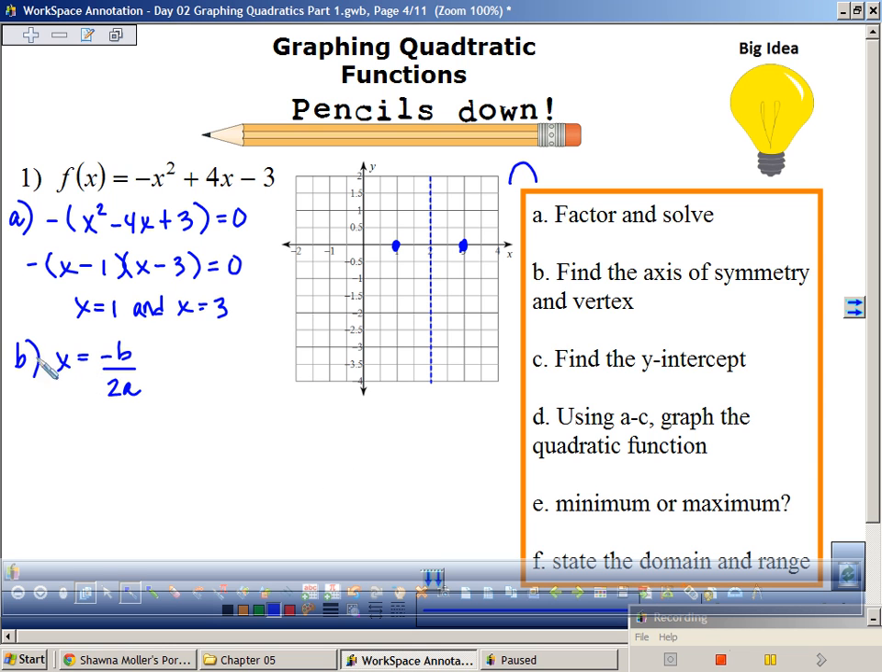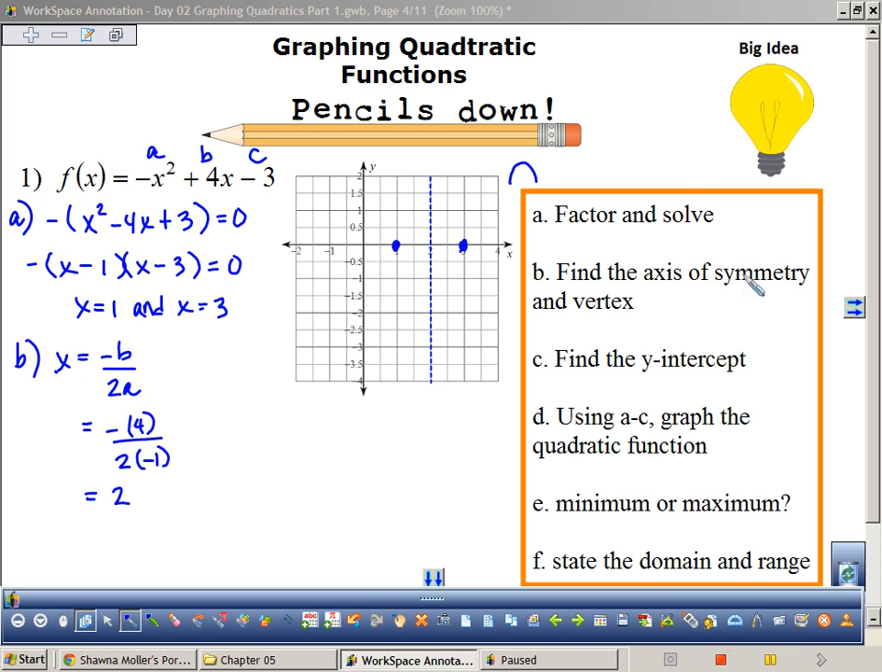So negative b over 2a. I'm going to go back up to my original equation just so I don't make any mistakes. You can use this one in here as well, but I just think it's safer to go back to that original equation. So negative b is negative 4 over 2a, which is negative 1. You would get the same thing if you used this in here. So negative 4 over negative 2 is positive 2, which is in fact what we got, right? All right, now that I have that, let's put this over here. So x equals 2. That's half of it. That's my axis of symmetry.